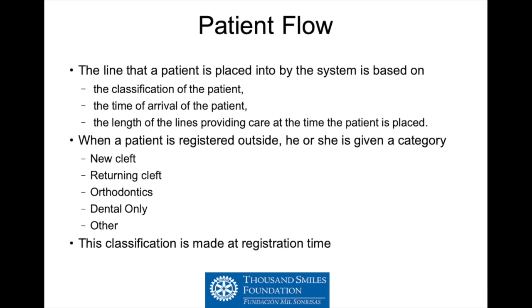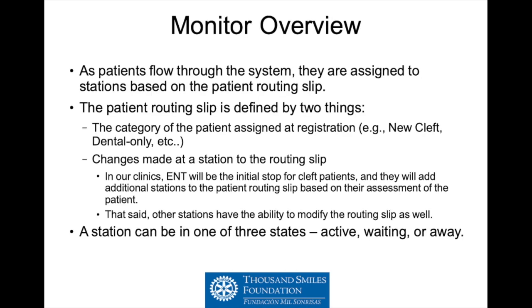When a patient is registered outside, he or she is given a category: new cleft, returning cleft, orthodontic, dental only, or other. As patients flow through the system, they are assigned to stations based on the patient's routing slip. The patient routing slip is defined by two things: the category of the patient that was assigned by registration, and changes that are made at the station to the routing slip.